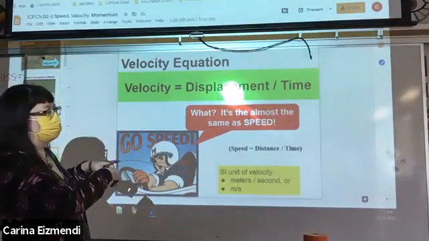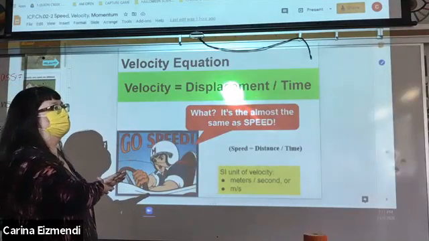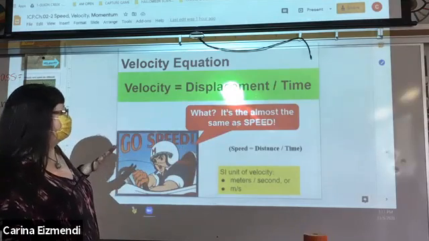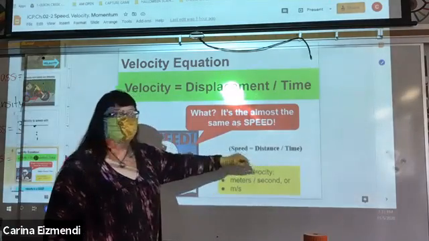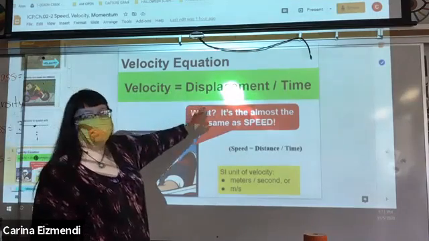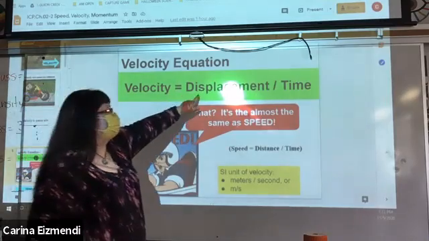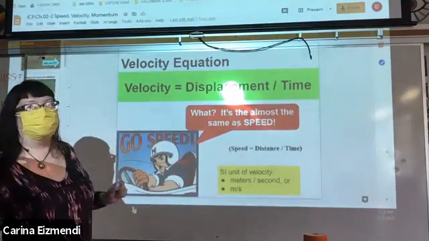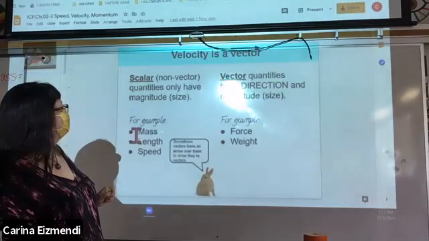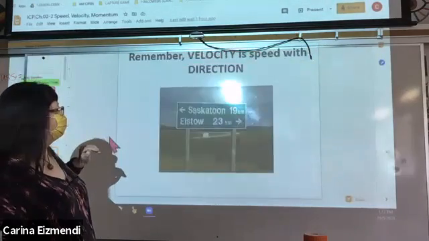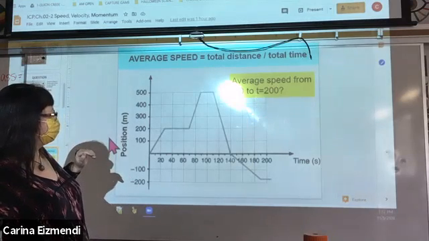Or I'm sorry, it's not a constant speed, constant velocity. Okay, so to compare, speed equals distance divided by time, velocity equals displacement divided by time. But the only time that you'll care that this is displacement is if you're reading it off a graph. Okay, so let me show you how to do that. Oh, velocity is a vector, yeah.